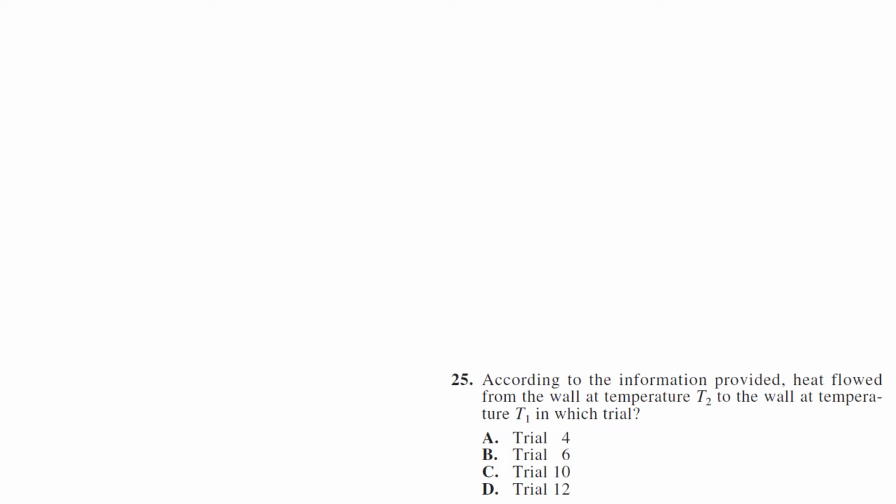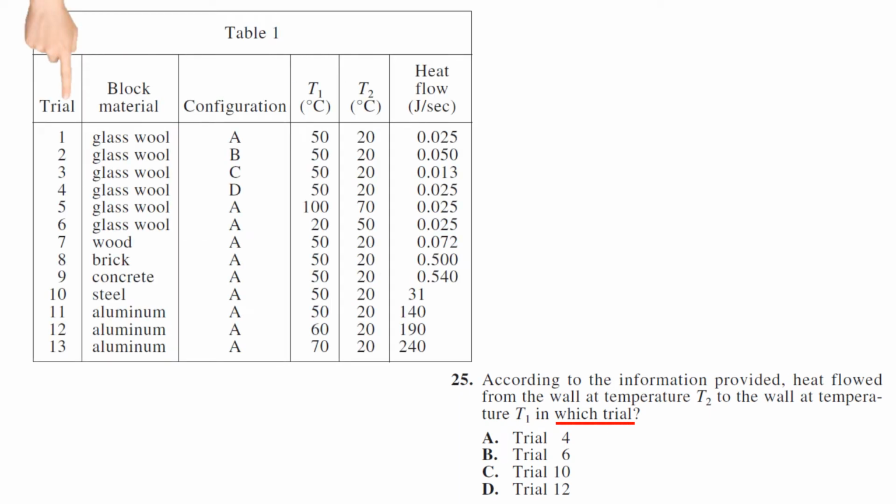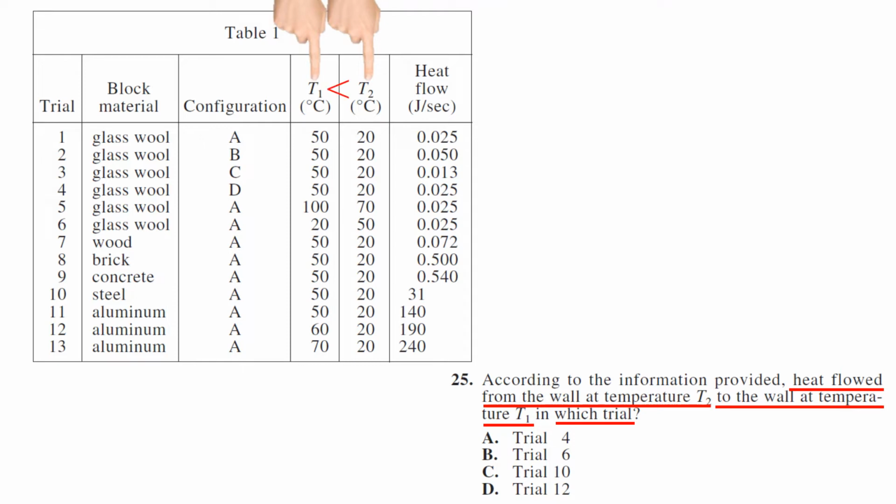Number 25, we're looking for which trial, so that's the trial column. According to the information, heat flowed from the wall at temperature 2, so this wall, the one at temperature 2, to the wall at temperature 1 in which trial. So temperature 2 should be greater than temperature 1. It's flowing from one wall to the other. It's from the hotter wall to the cooler wall. So let's just process of elimination.